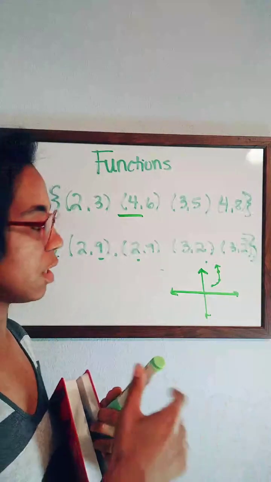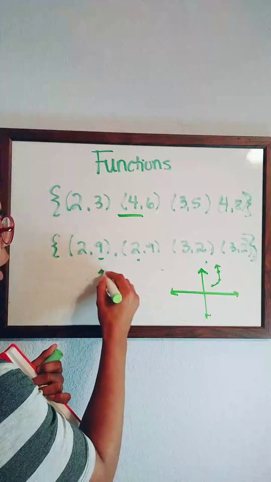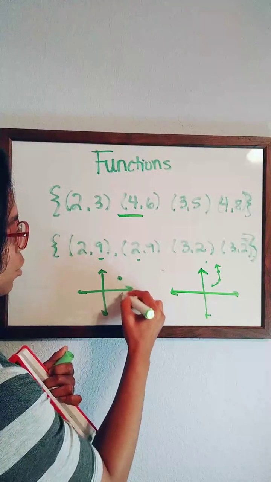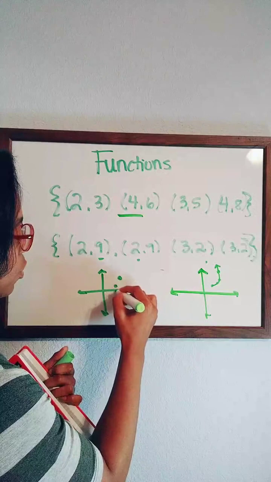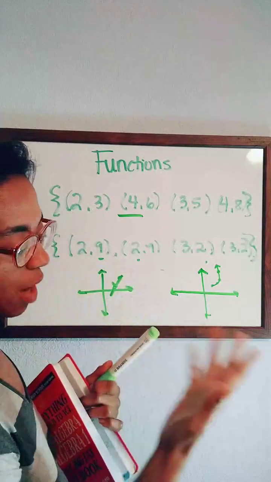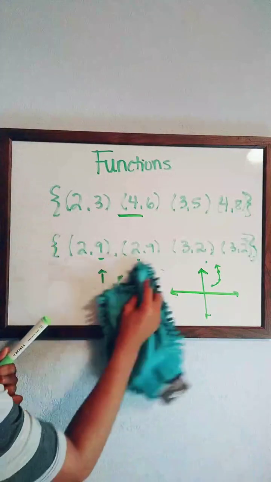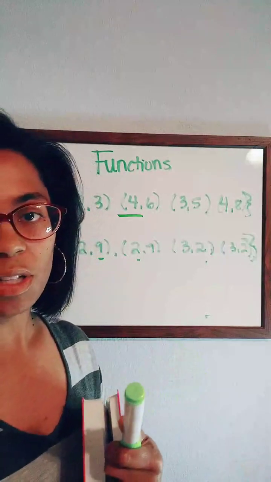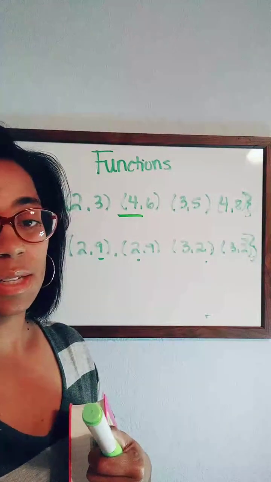It cannot repeat. But if I was to graph 2, 9, I'm just going to be graphing 2, 9, 2, 9, and then 3, 2, 3, 2. Those are the same points. So I'm cool. That's okay. So you just have to be mindful if you're putting it on the graph, is it going to be able to pass the vertical line test, okay?